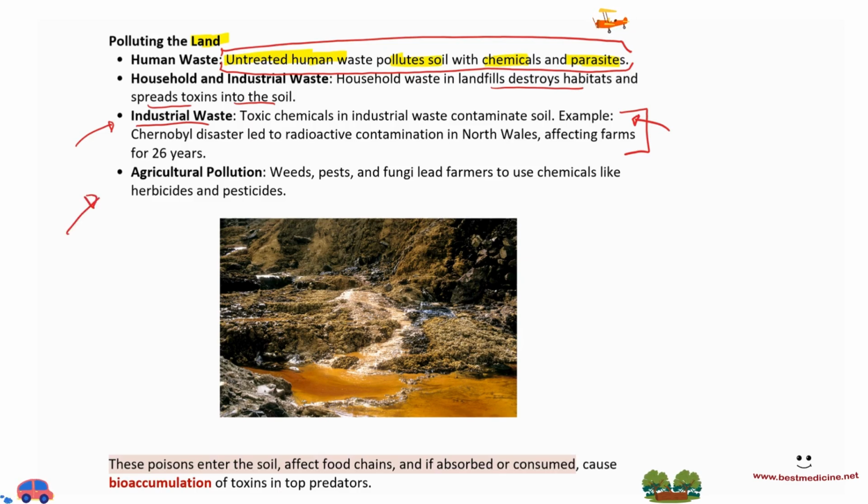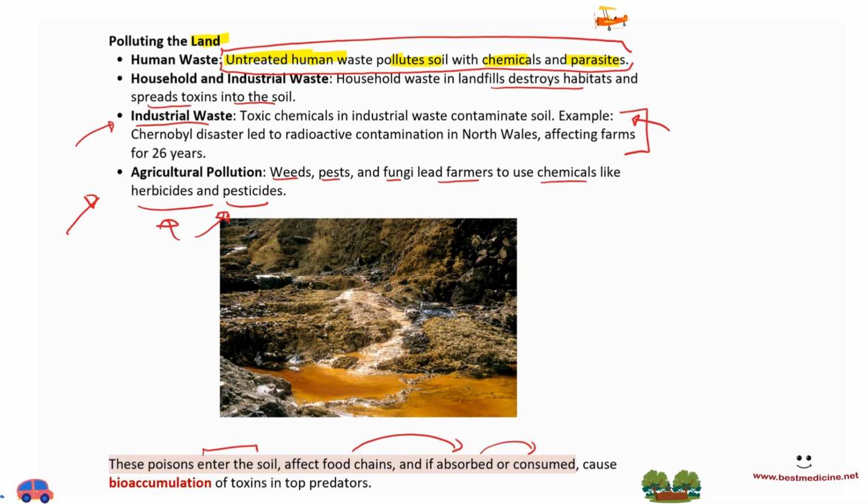Agriculture pollution. Weeds, pests, and fungi lead farmers to use chemicals like herbicides and pesticides, and that can eventually wash up into many different places, polluting the land. Now here's the thing, these poisons enter the soil and they affect food chains. How? Because these are usually absorbed by the plants or animals and consumed.